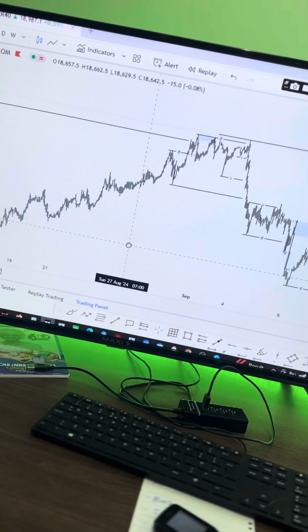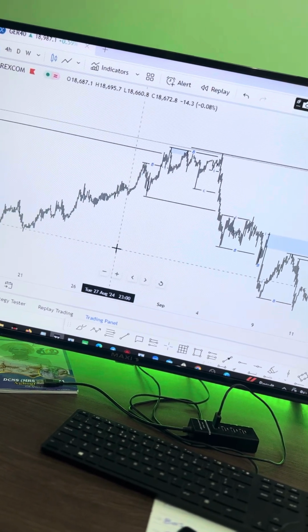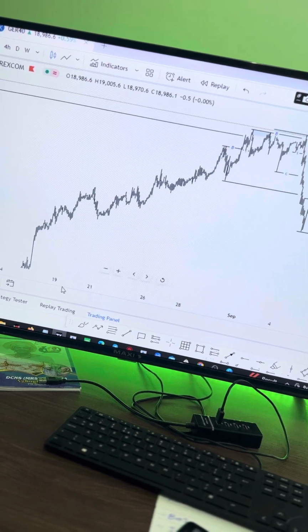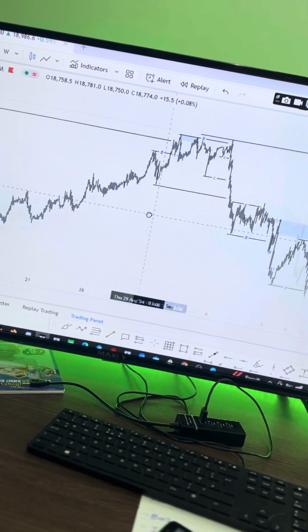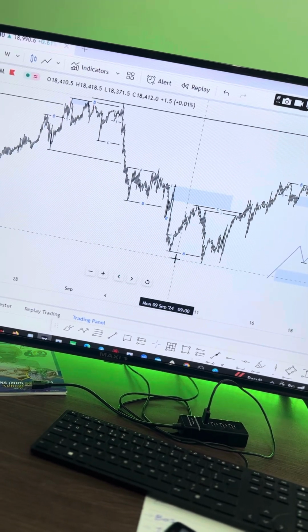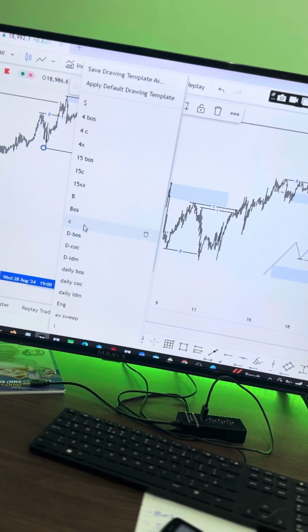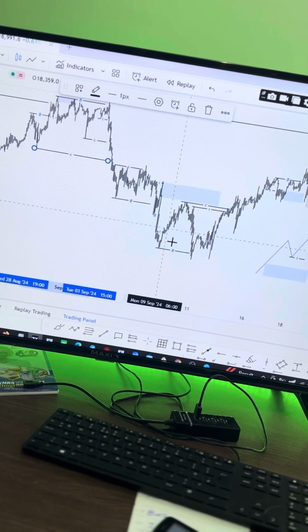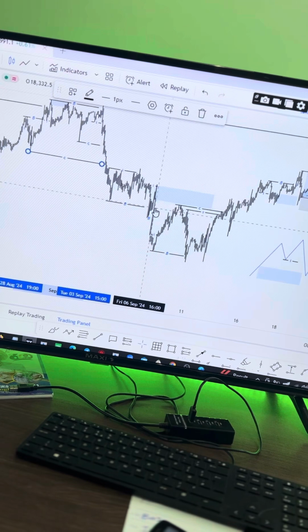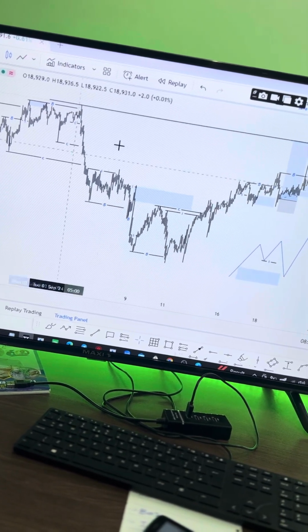This is another setup on GER40, German 40. So as you can see, in 1 hour time frame, we were bullish. Markets were printing bullish, then suddenly it gave us a temporary change of character here. So it printed 1 or 2 bearish structures, then the market continues its bullish trend.